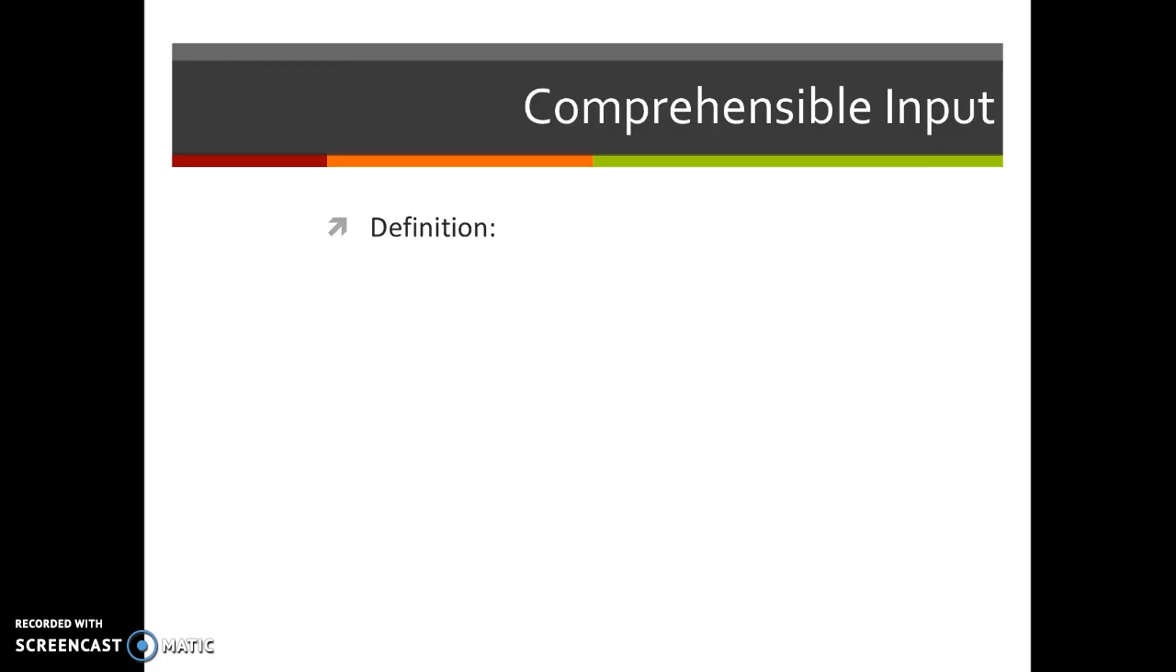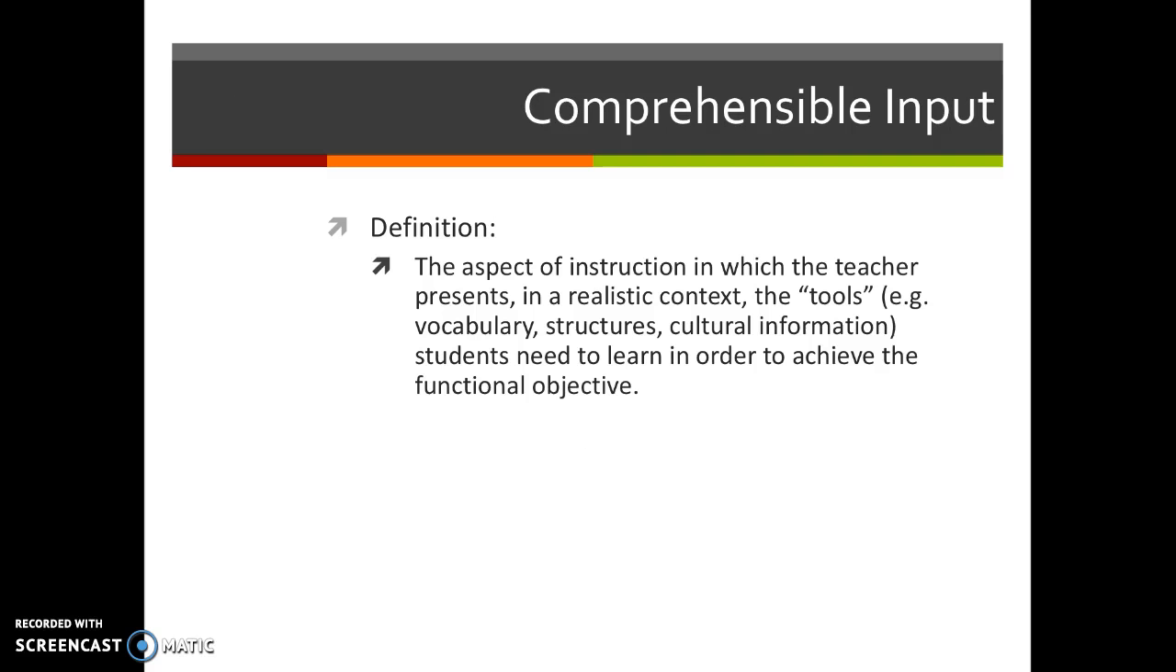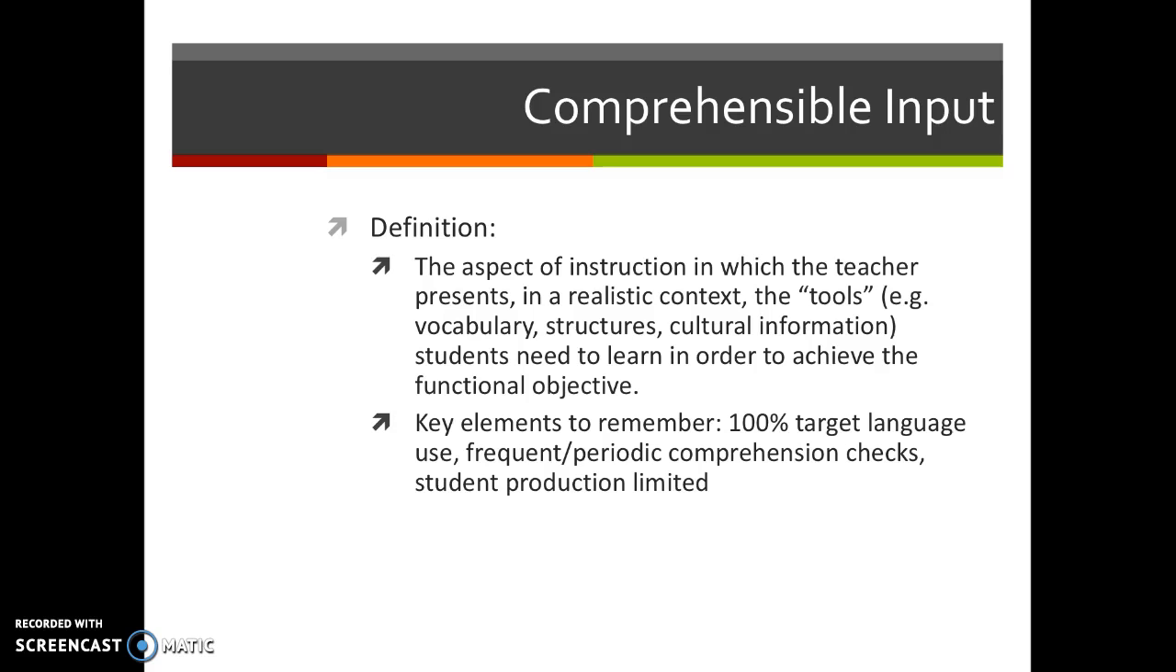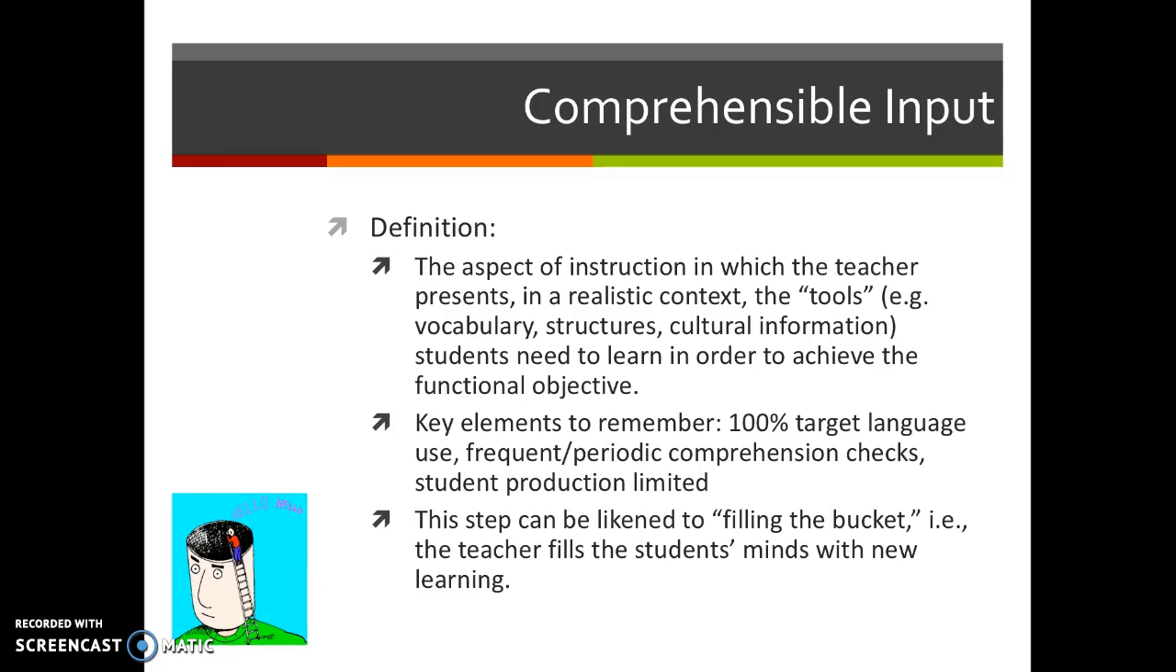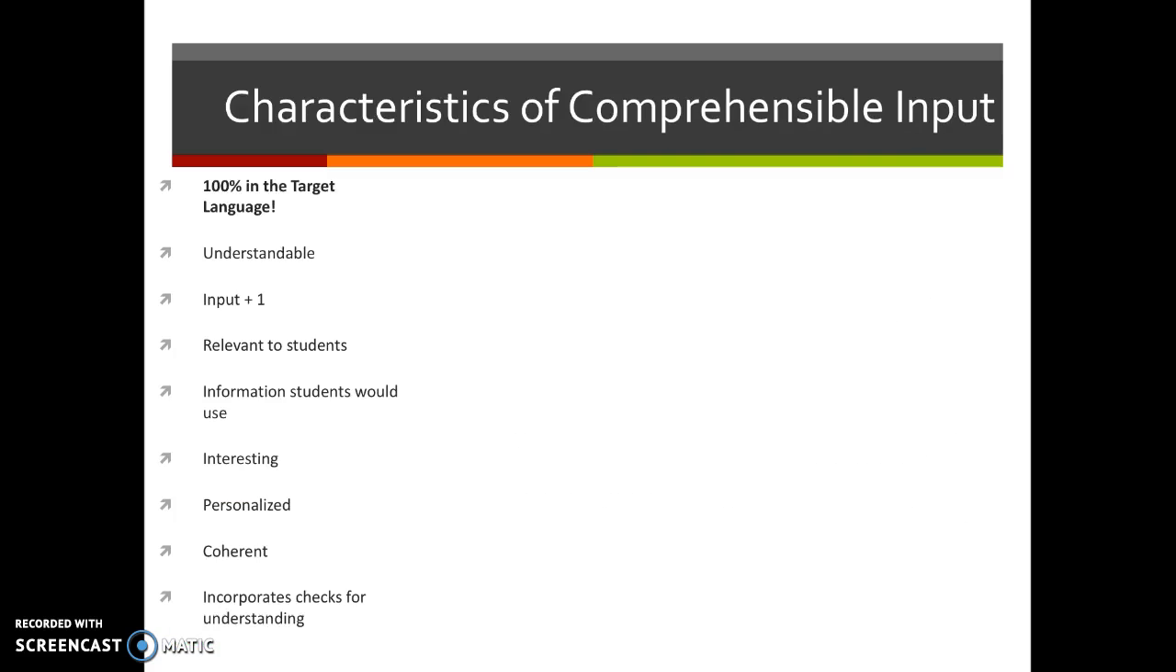The definition of comprehensible input is the aspect of instruction in which the teacher presents in a realistic context the tools, such as vocabulary, structures, cultural information, students need to learn in order to achieve the functional objective. Key elements to remember: the comprehensible input should be 100% in the target language, should use frequent periodic comprehension checks, and the student production is limited. This step can be likened to filling the bucket. In other words, the teacher fills the students' minds with new learning.